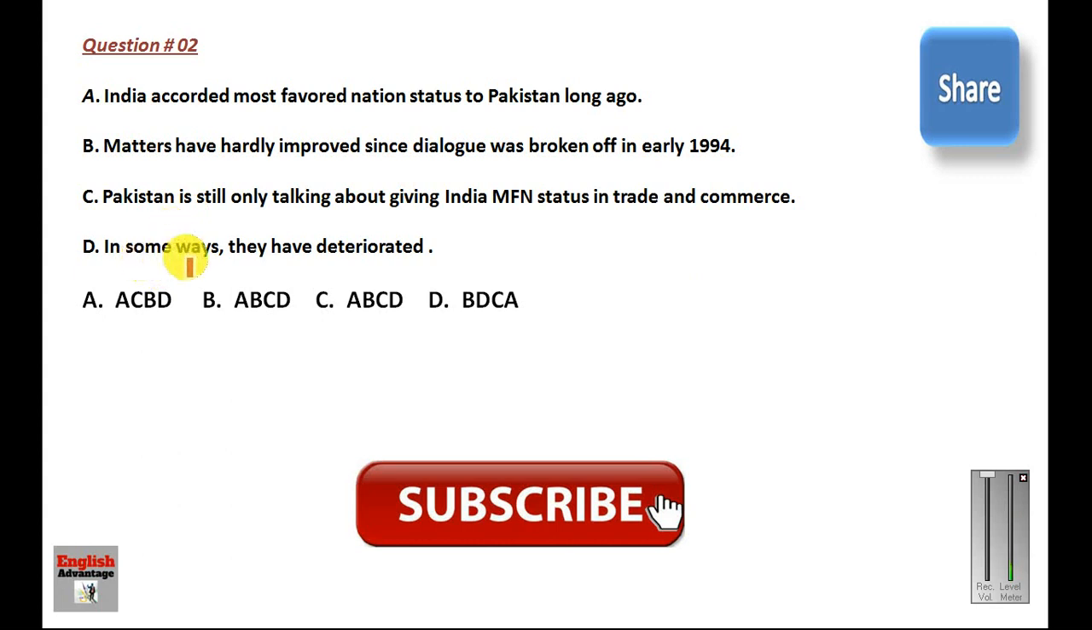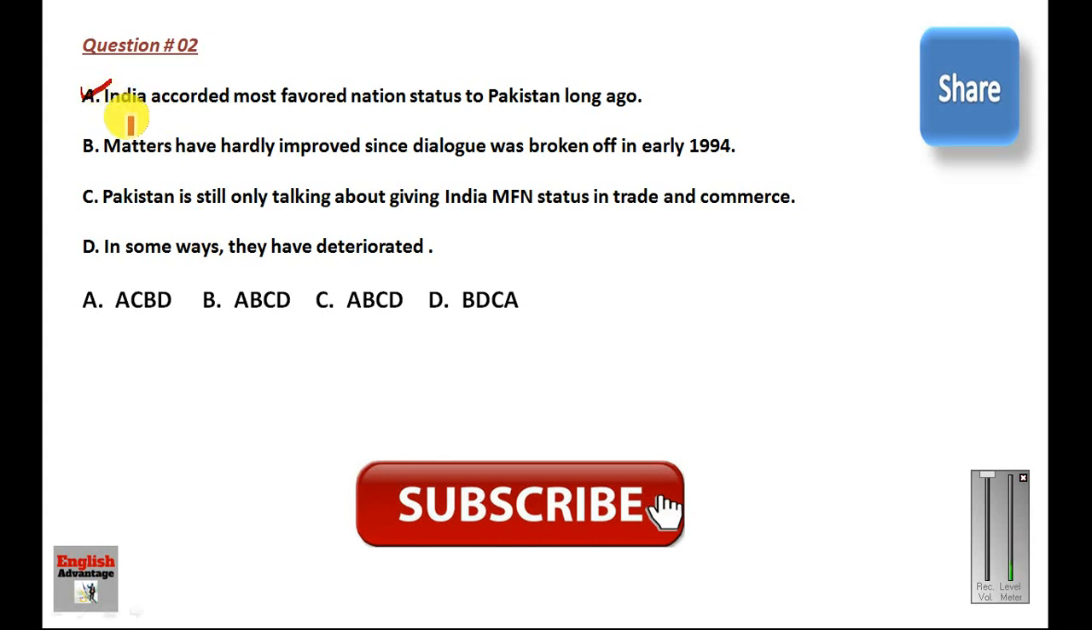See, these kind of phrases like "in some ways" cannot become the first sentence, and "matters have hardly improved since", one sentence is given here. I think the sentence should start here. If you apply the simple logic, the sentence should start here from the first itself.